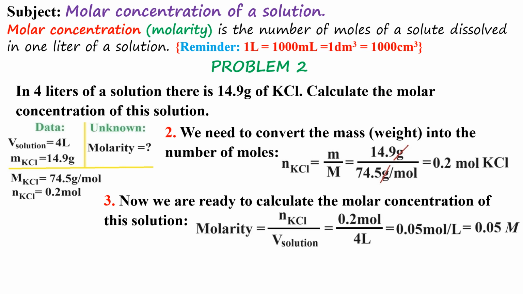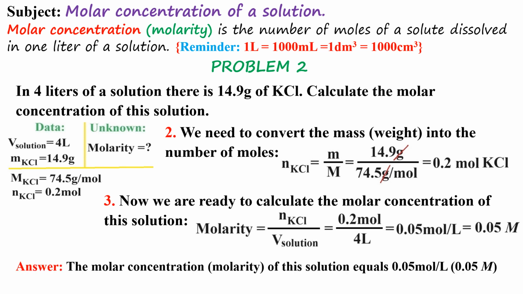Molarity of our solution equals the number of moles of potassium chloride divided by volume of the solution. So molar concentration of the solution equals 0.05 mole per liter. Therefore, we already had the answer to our problem.